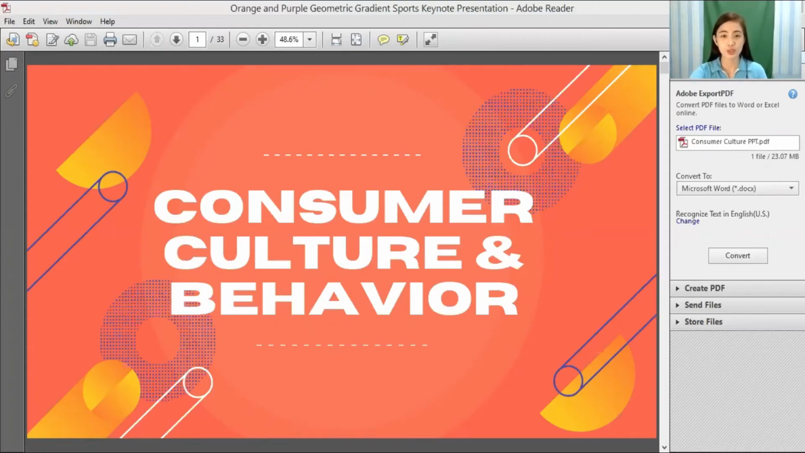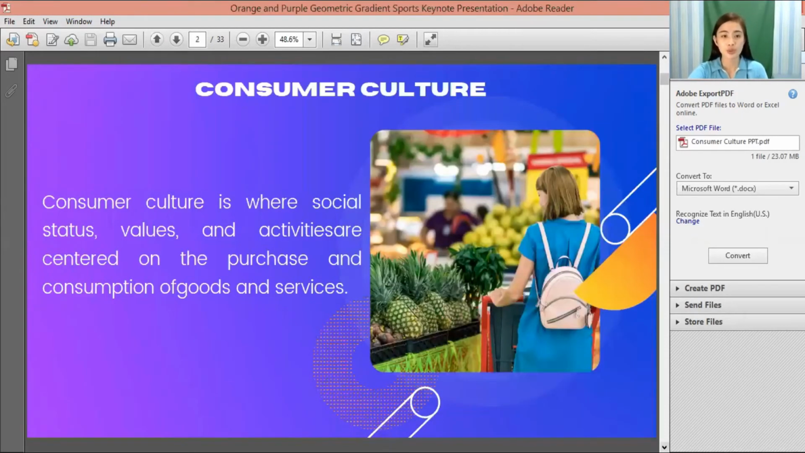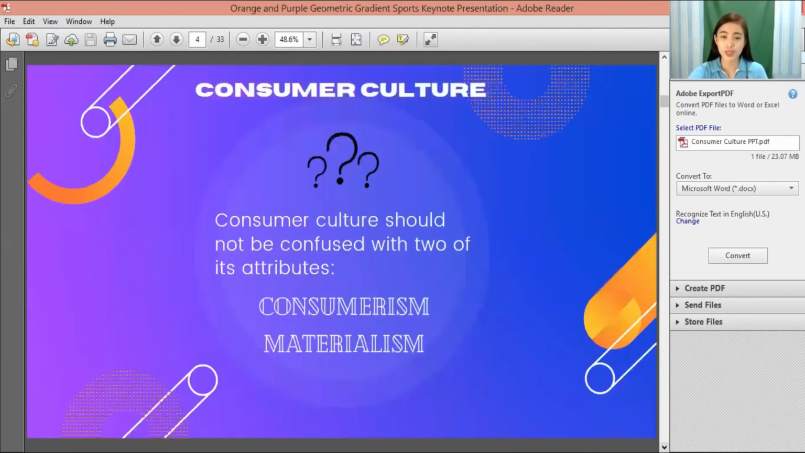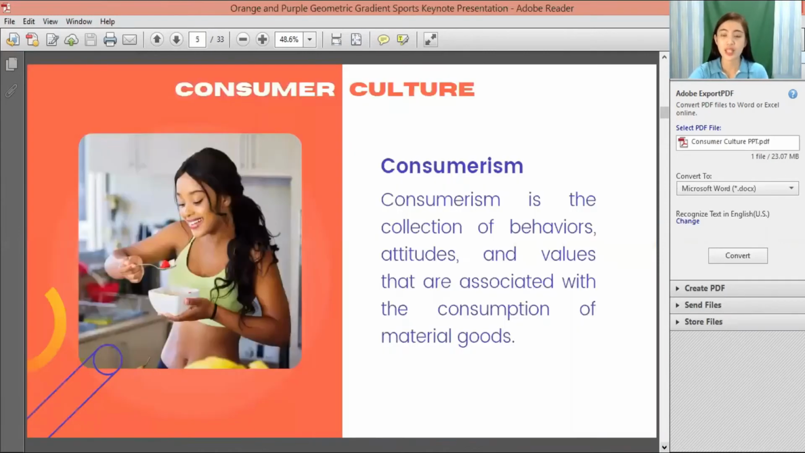So what is consumer culture? It is where social status, values, and activities are centered on the purchase and consumption of goods and services. So all of us are living a consumer culture. But consumer culture should not be confused with two of its attributes, which are consumerism and materialism.